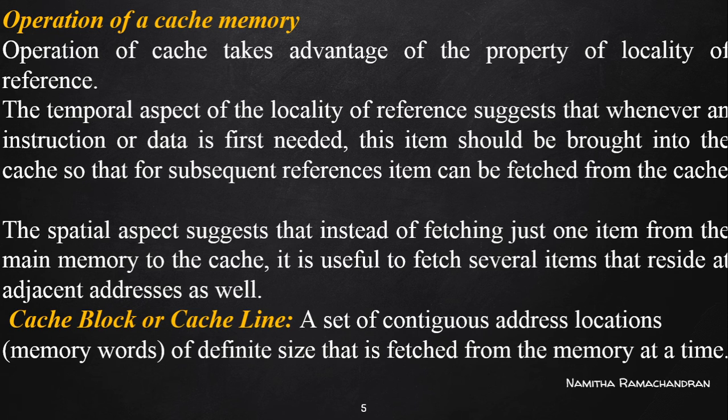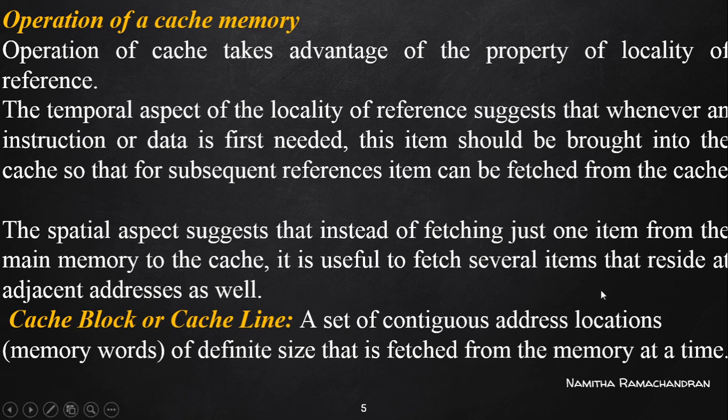That means while requesting a memory word for the first time, we take the data from the primary memory and place it into the cache memory, so that when the data is requested the next time, it will be directly available from the cache memory.